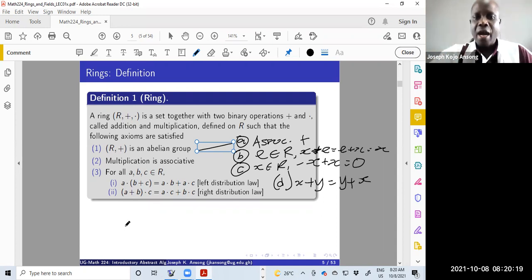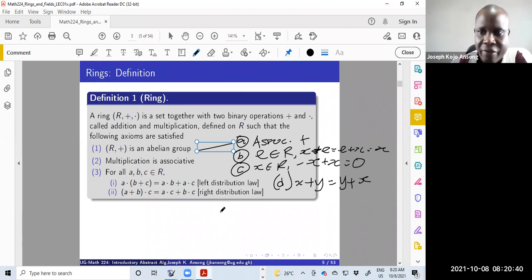So for the most part, to show that a structure is a ring, you need to go through these axioms. That is why you need to understand this definition very well, and know that definition, to help you prove that something is a ring.